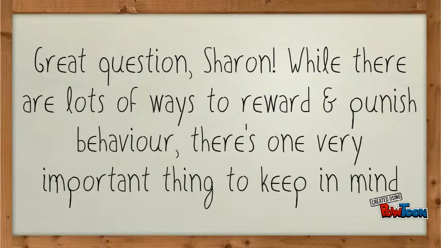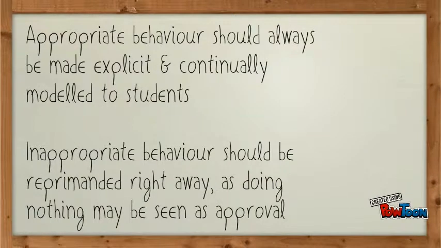Great question, Sharon. While there are lots of ways to reward and punish behavior, there's one very important thing to keep in mind. Appropriate behavior should always be made explicit and continually modeled to students, and inappropriate behavior should be reprimanded right away, as doing nothing may be seen as approval.